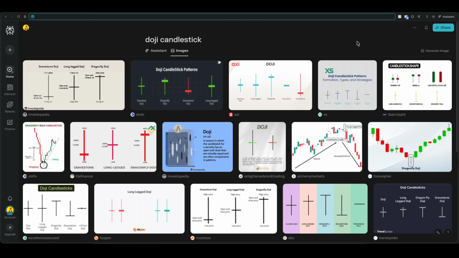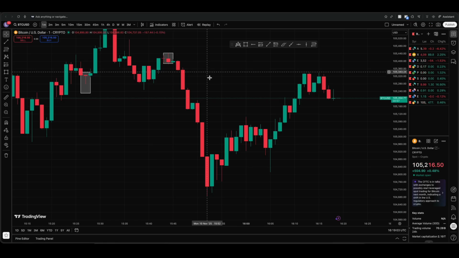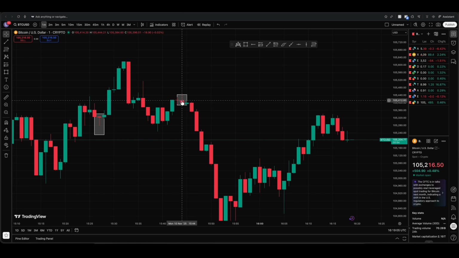So let me tell you how we can trade on this. So let's say if we identify that this is going to be a hammer. So how can we place a trade here?